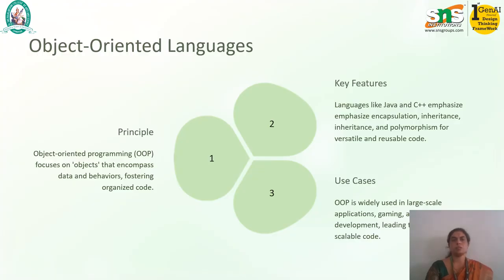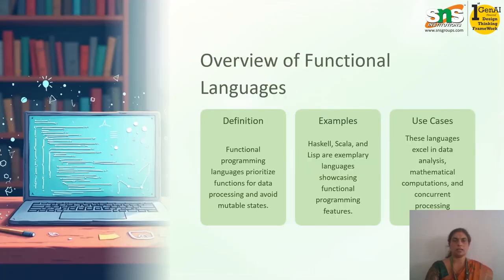And when we talk about object-oriented languages, usually we know that they encompass data and behavior, and also foster organized code. Its key features, like in Java and C++, are encapsulation, inheritance, and polymorphism for versatile coding. And it has large-scale applications like game development, leading to scalable code. So this is all about object-oriented languages.